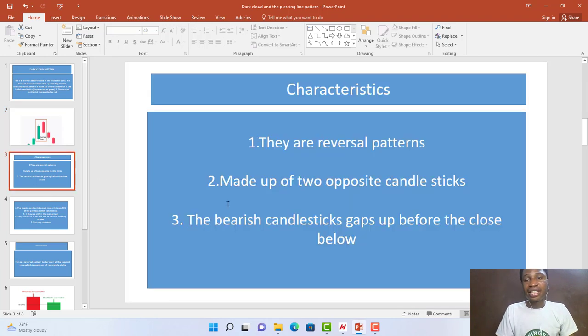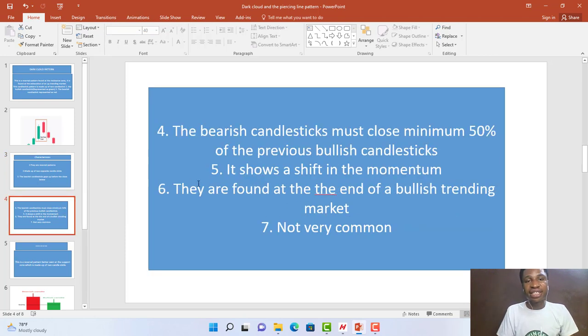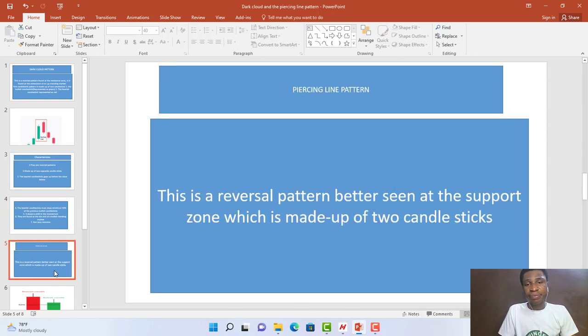So you can see the characteristics: the reversal pattern is made up of two opposite candlesticks. The bearish candlestick gaps up before the close below. We said the bearish candlestick must close a minimum of 50% of the previous bullish candlestick. It shows a shift in momentum. They are found at the end of a bullish trending market. They are not very common. We showed a good example here.